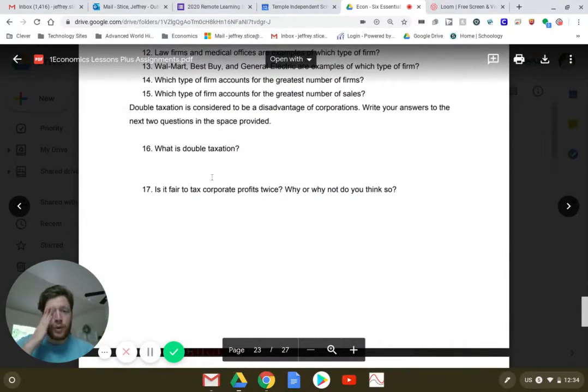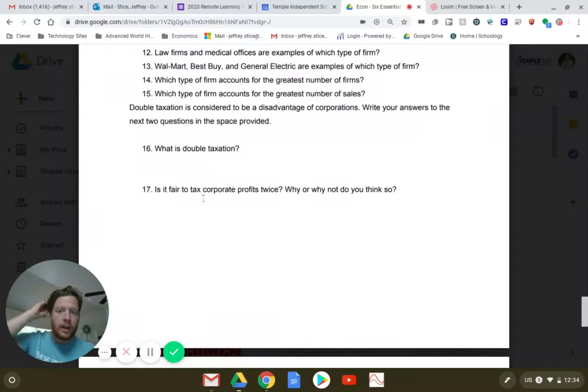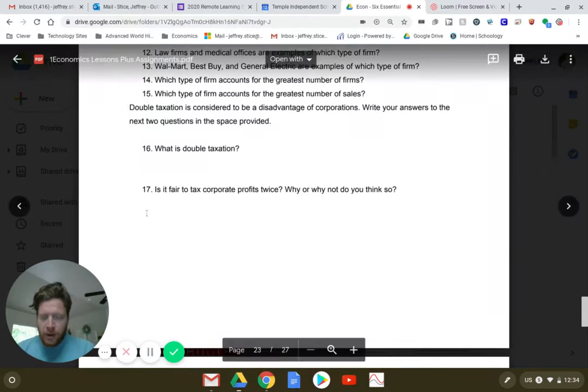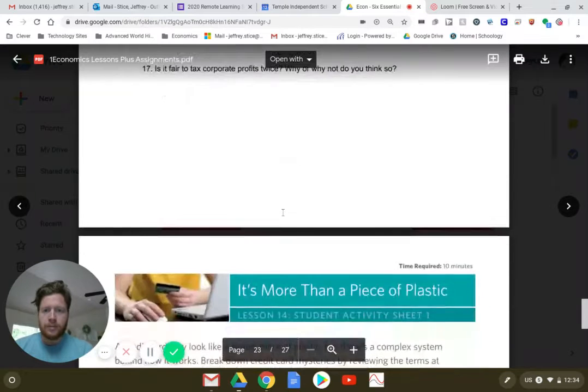And then it asks you 2 questions about double taxation. This first one, there is a right or wrong answer. The second, question 17, is sort of your opinion.